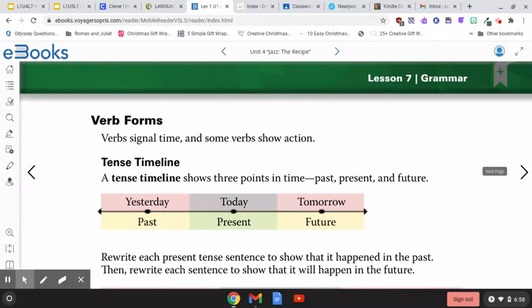Let's look at page 149 in your student books. Verbs can signal time, and some verbs show action. Verbs tell us whether the sentence is about the present, the past, or the future. A tense timeline shows 3 points in time: present, past, and future. Let's look at some examples.